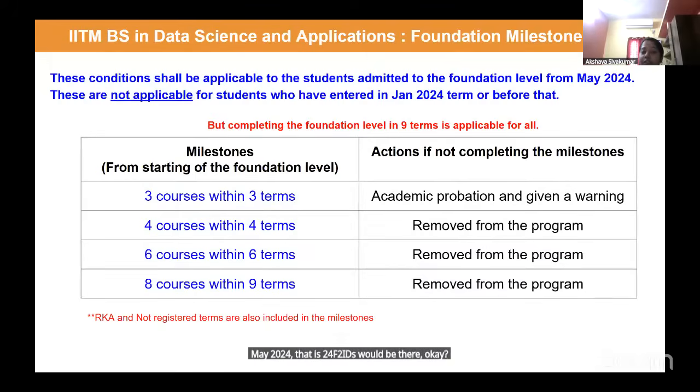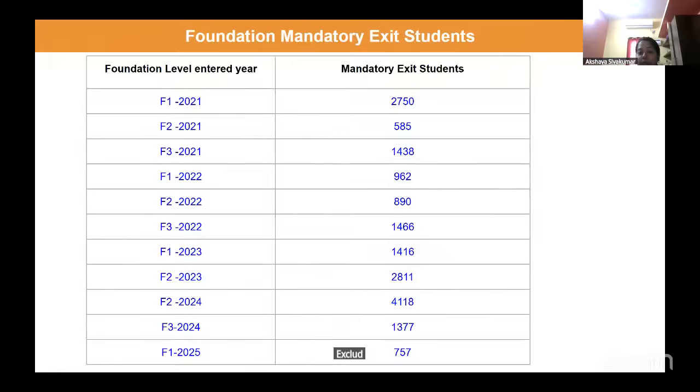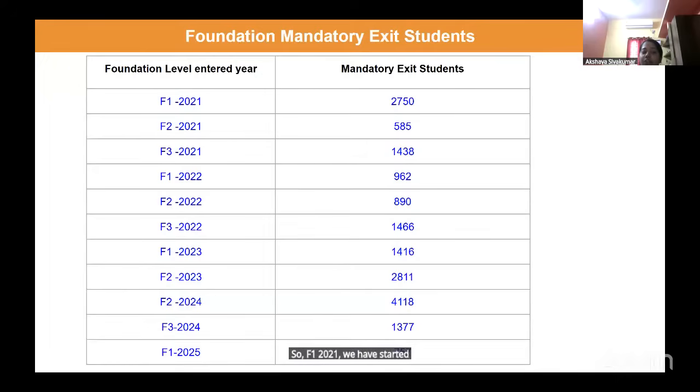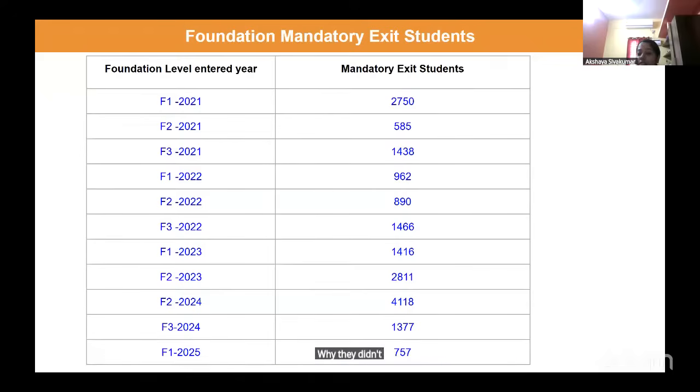Next, I'm going to show you a slide where, based upon these checkpoints, you can see the number of students that have been excluded from the program. The term in which the foundation level was entered is tabulated on the left. So F1 2021 students started the foundation, and the 9th term would apply to them because they entered the foundation level before May 2024. In that category, 2,750 students have been removed from the program. Why? They didn't complete at least 8 courses. The 8 courses within 8 terms completion is what they didn't follow, so that is the reason they have been removed from the program.